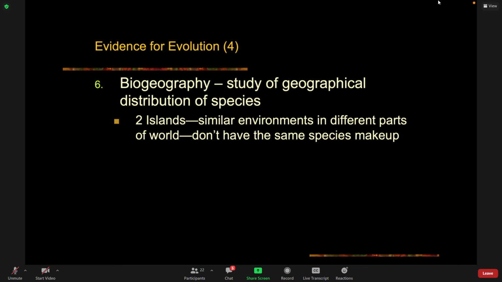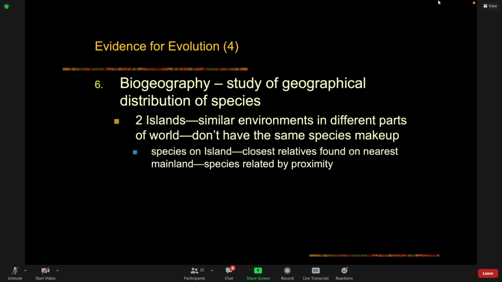In fact, for the tropical island in the Caribbean close to South America, its closest living relatives are found on the mainland of South America, whereas for the island in Southeast Asia, those plants and animals have their closest counterparts on mainland Asia. That makes sense in terms of evolution with descent with modification in the same location.